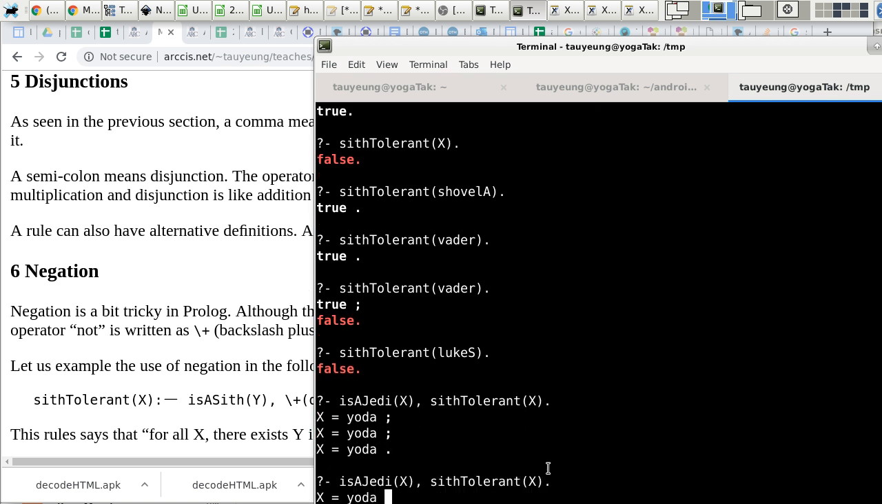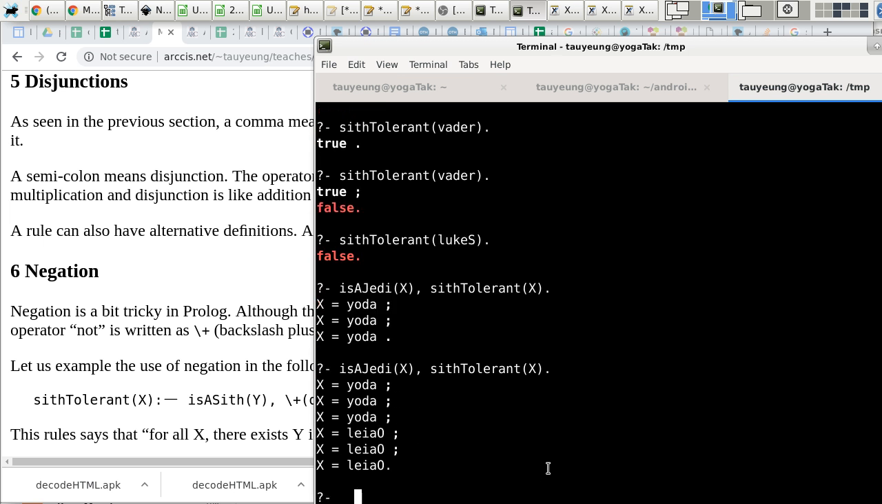Yep. You keep saying Yoda. Leia. Okay, so Leia and Yoda are both Sith tolerant Jedis, which is fine because we did not explicitly state that they disagree with all known Siths. What if you put cisp tolerant, and in place of X you put is a Jedi X in the parentheses of cisp tolerant?